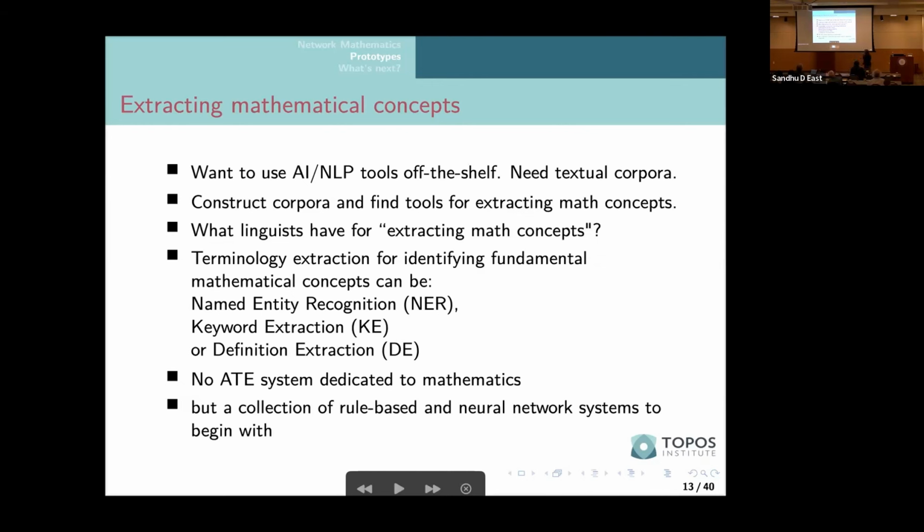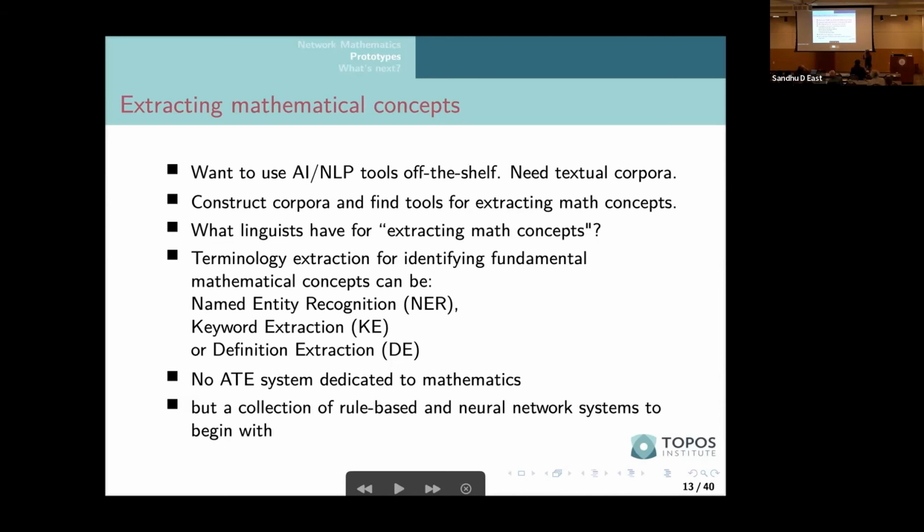Okay, so what I want to do is use the AI and NLP tools off the shelf as much as possible. I need to have textual corpora, and that means not simply mathematics written in English all over the place, but mathematics written in English that can be processed, so that can be read by the computer, not in terms of semantics, Marco, but at least in terms of the syntax. At least you can see what the words are and what the variables mean and things like that. So I need to construct corpora and find tools for extracting the math concepts. And I try to use what the linguists already had done.